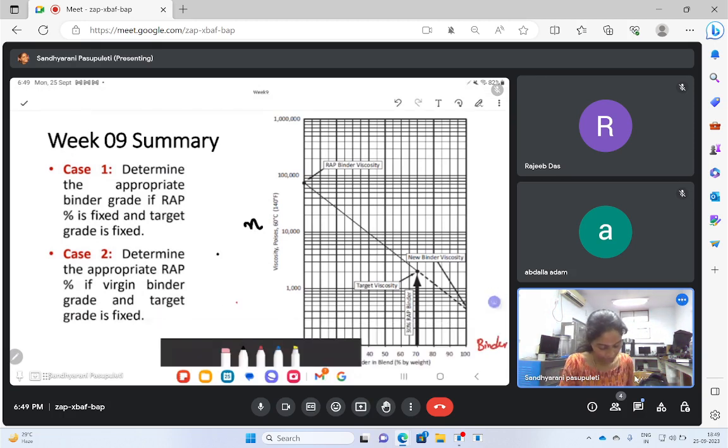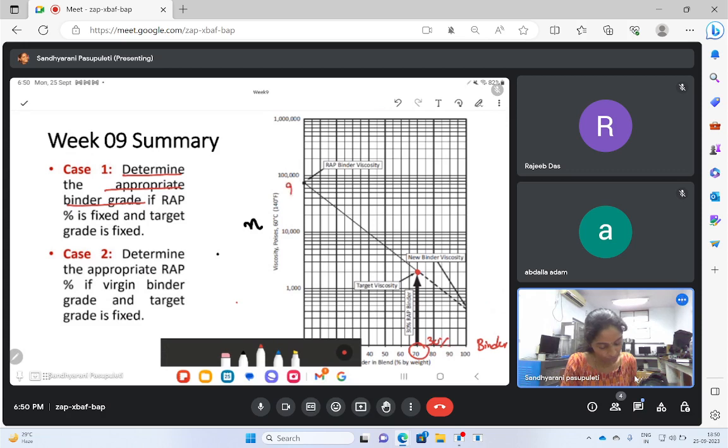So here there is a possibility to determine the appropriate binder grade if the wrap percentage is fixed. Let us say wrap percentage is fixed. This 70 is aggregate percentage. Here the wrap is 30%. So they have given 30% is wrap and target grade is fixed. And what is the target grade, that is also fixed.